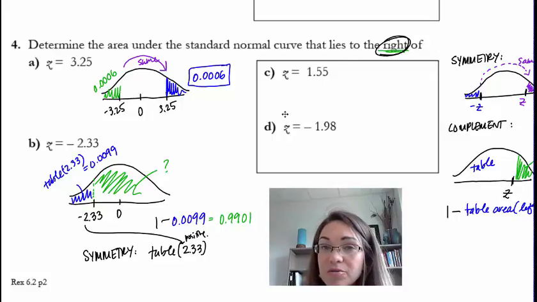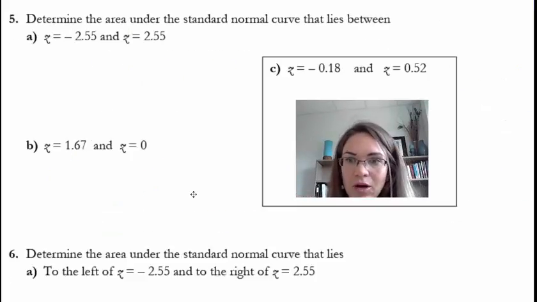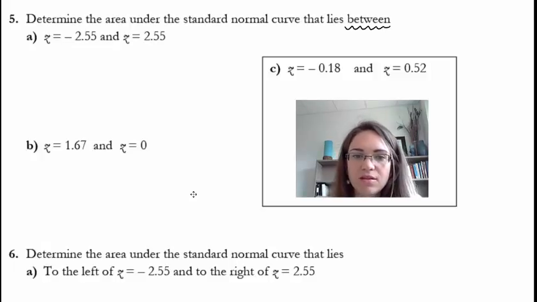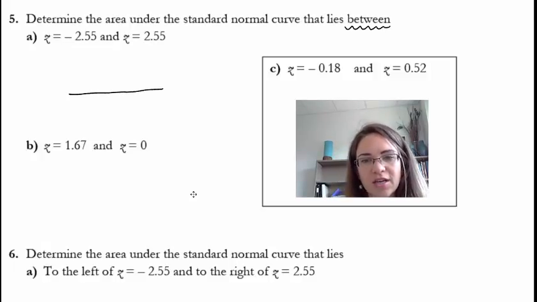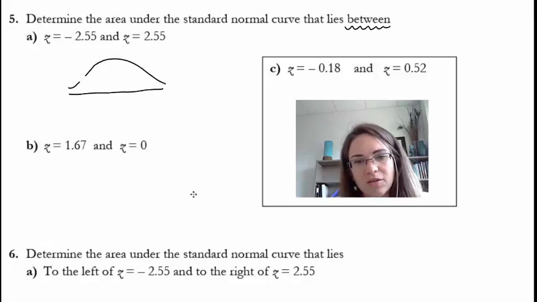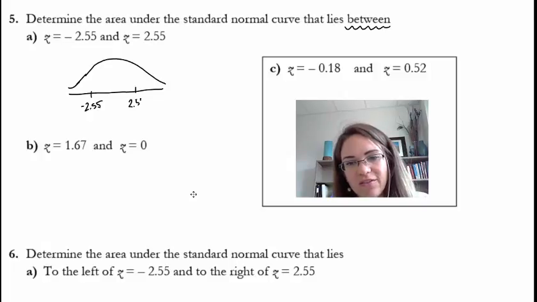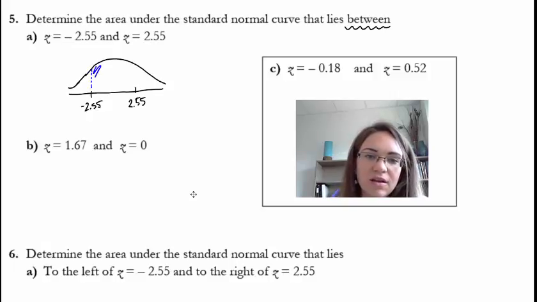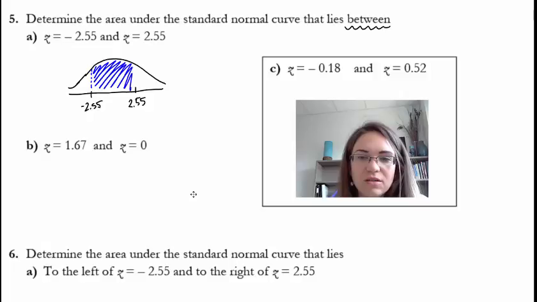C and D, again, the answers are posted in the lecture notes if you want to try it out yourself and then check your answer. They get more complicated when we're trying to find area between certain values. So this really means that you need to understand what the table gives you and what you want. In this part A, the curve is symmetric and I have symmetric z-scores. So I'm looking between negative 2.55 and positive 2.55, and I would like the area that's right in the middle of those two values.